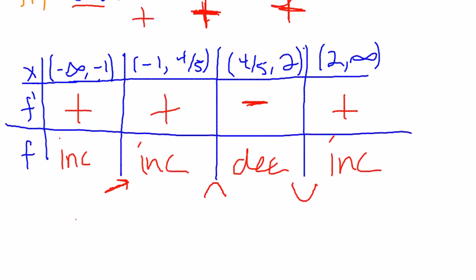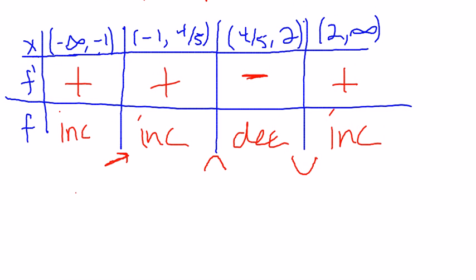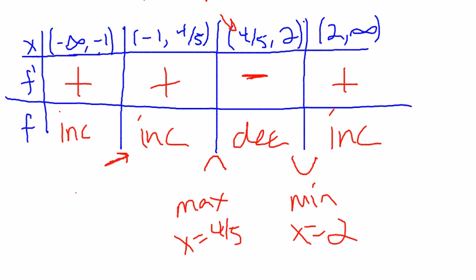So the last part of my chart that I need to give them is I need to say there's a max at x equal to this value, so 4/5, and that there's a min at x equal to 2. Hopefully that's okay.